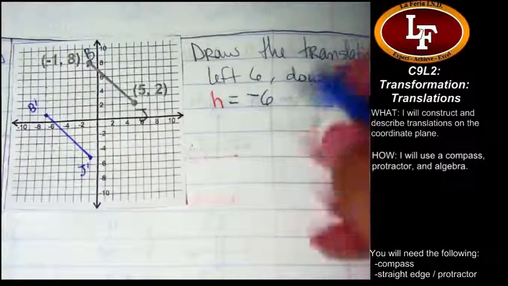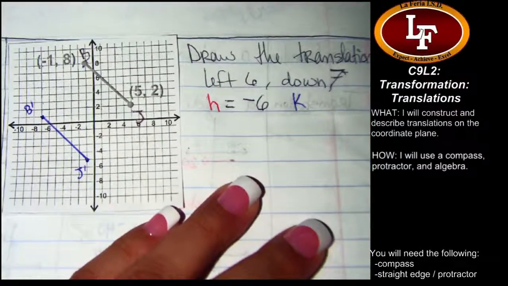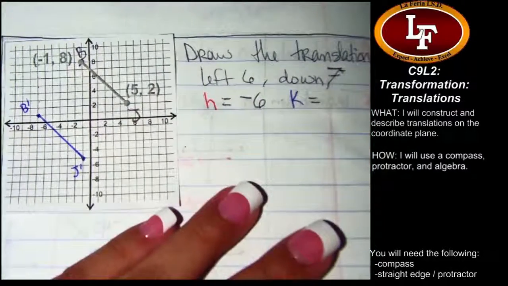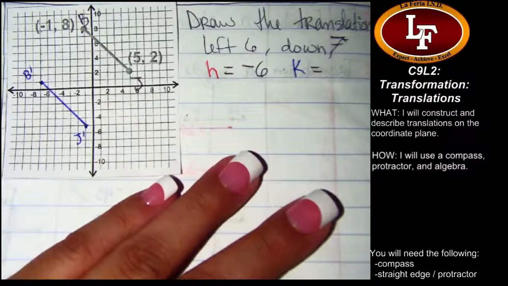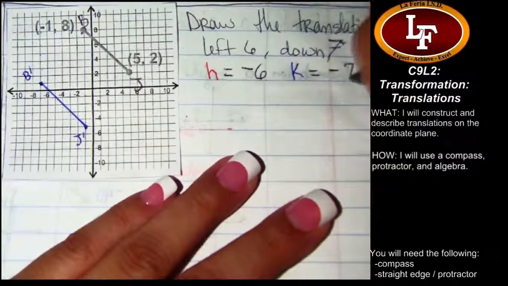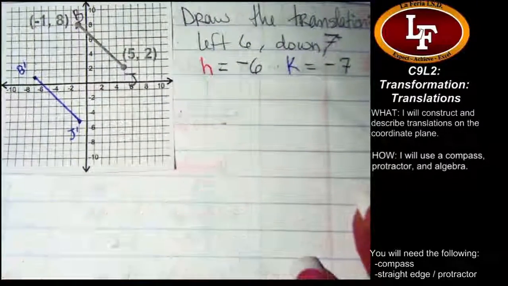All right, let's look at the down. The down must be K. All right, we're moving down. Is that an up or a down? It's a down. Greater than 0 or less than 0? Less than 0, so negative 7. That's what we expect. Let's confirm this.